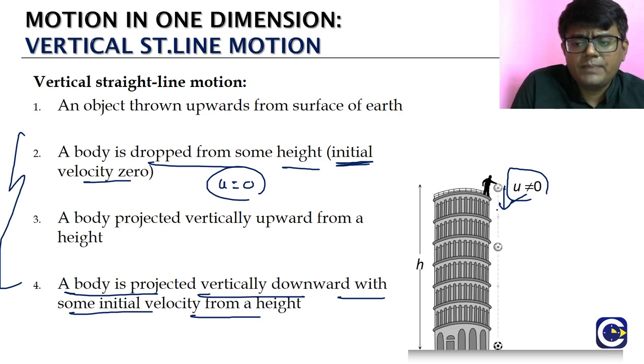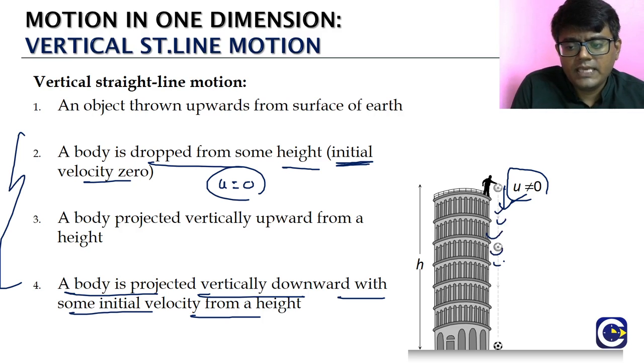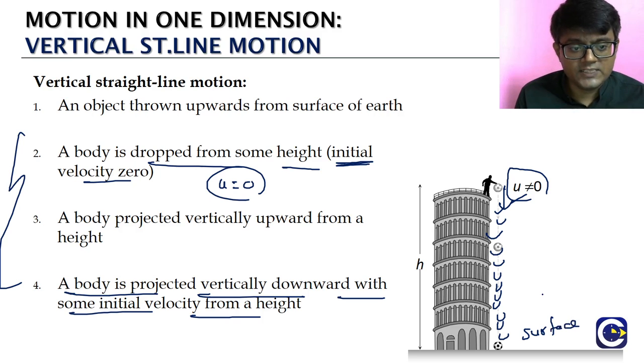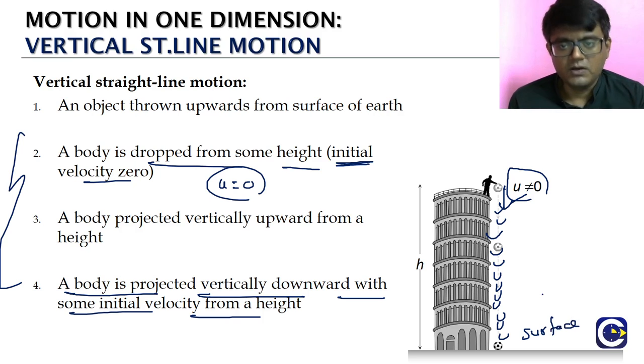And what is going to happen? This is going to keep coming down and it will finally reach the surface. Okay. Then you will ask, what is the difference between case 2 and case 4? The difference is what? Case 2, initial velocity is 0. Case 4, you are having some initial velocity.